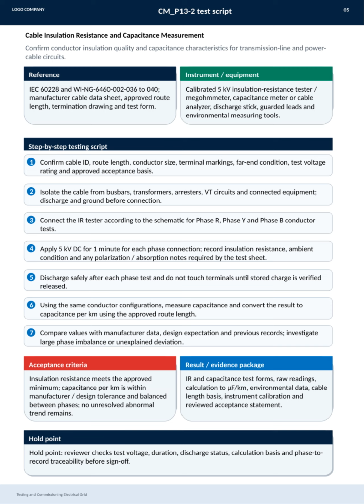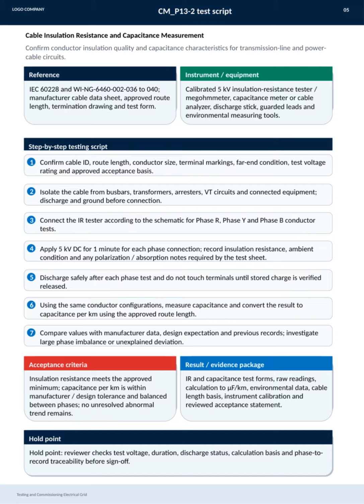Then, we isolate the cable from connected equipment, discharge it, and ground it before connecting the insulation resistance tester to each phase conductor. Applying 5 kV DC for 1 minute per phase, we record insulation resistance readings along with ambient conditions and any polarization or absorption notes.